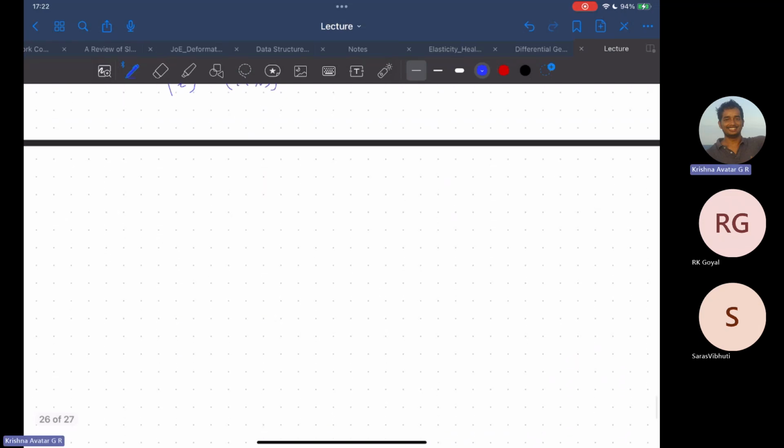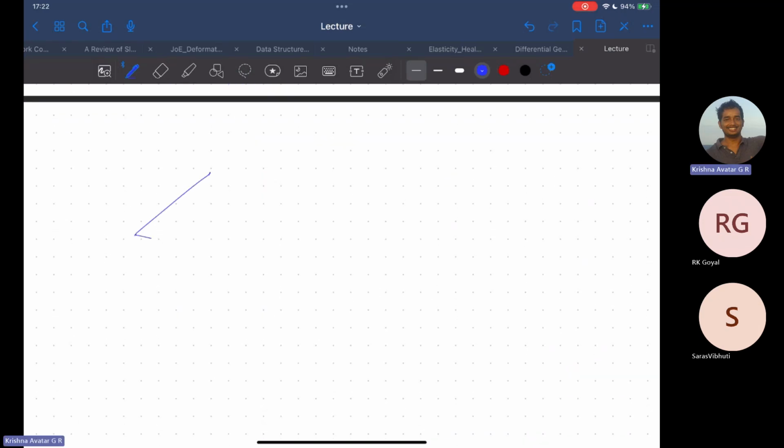So say you have a parallelogram, right? We have a parallelogram. And say this is the U vector. Okay, let's call it something else. Let's call it R vector. And this as S vector.